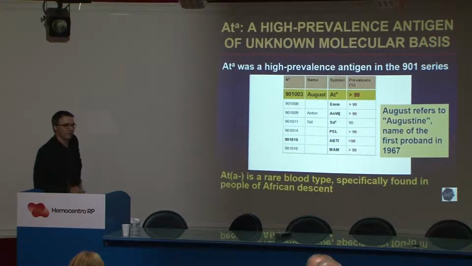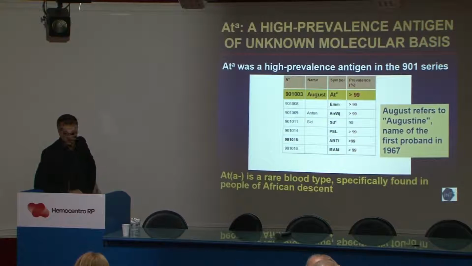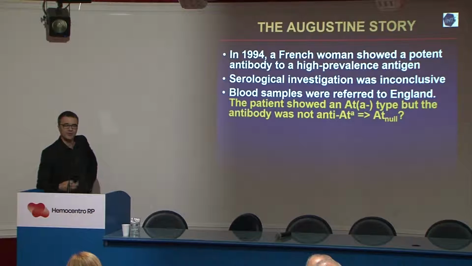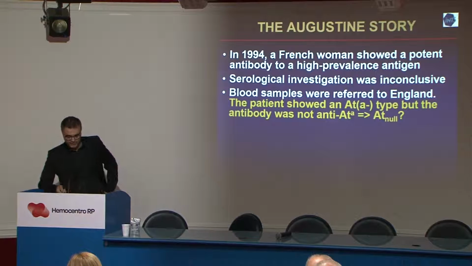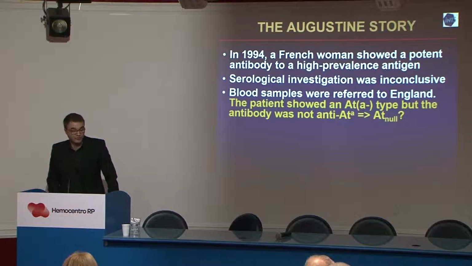ATA negative, so you don't carry the ATA antigen, is a rare blood type specifically found in people of African descent. But the story is different, because we did not find the molecular basis of ATA in an African person, but in a French Caucasian lady. Indeed, in 1994, a French woman showed a potent antibody to a high prevalence antigen, and the serological investigation was said to be inconclusive, so this is why blood samples were referred to England. And the patient very interestingly showed an ATA negative rare type, but she was not African, so this was quite unexpected. But the antibody was not anti-ATA.